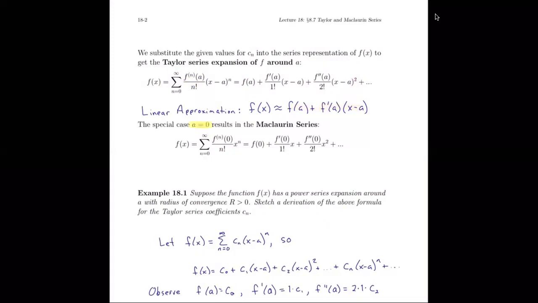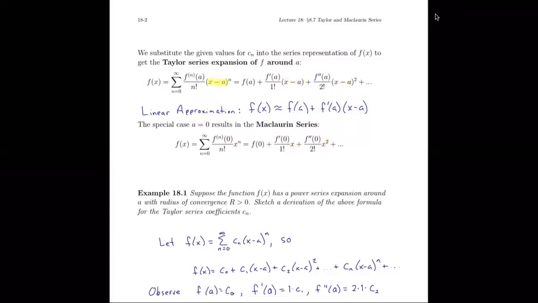Now, when the center a is 0, we have a special case, and that's the Maclaurin series. The Maclaurin series is when the center is 0, which just slightly simplifies our expressions. We don't have x minus a's in here anymore. We just have x to some powers. So Maclaurin series are a little bit easier to deal with.